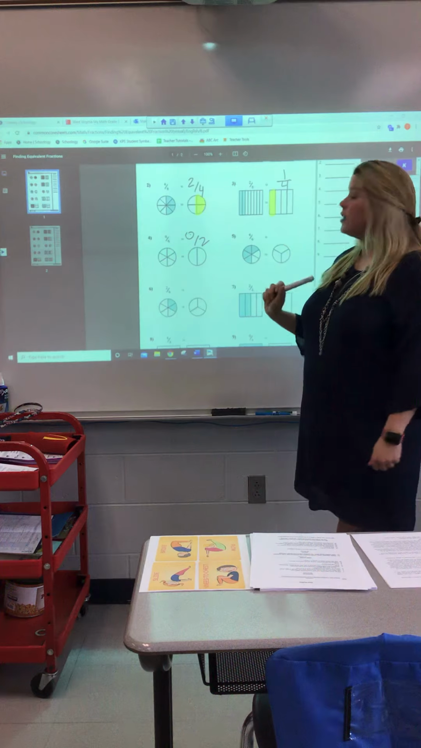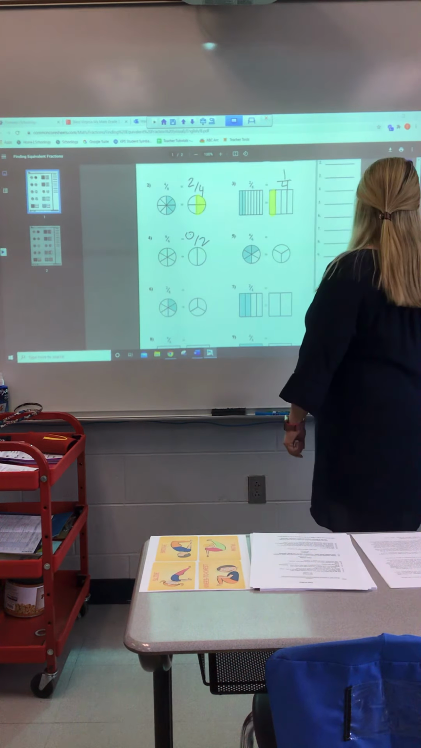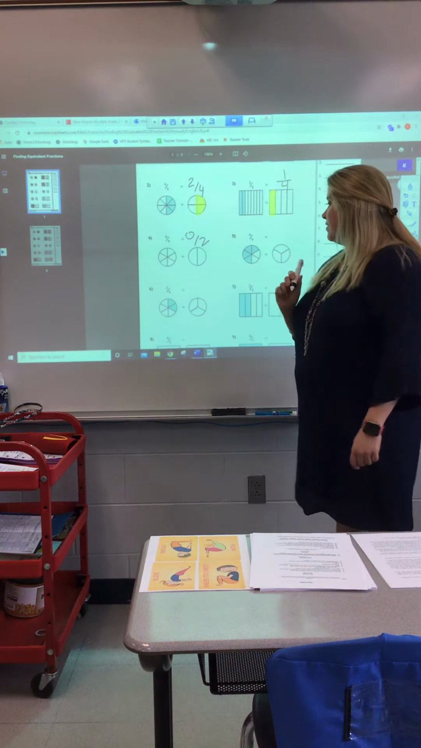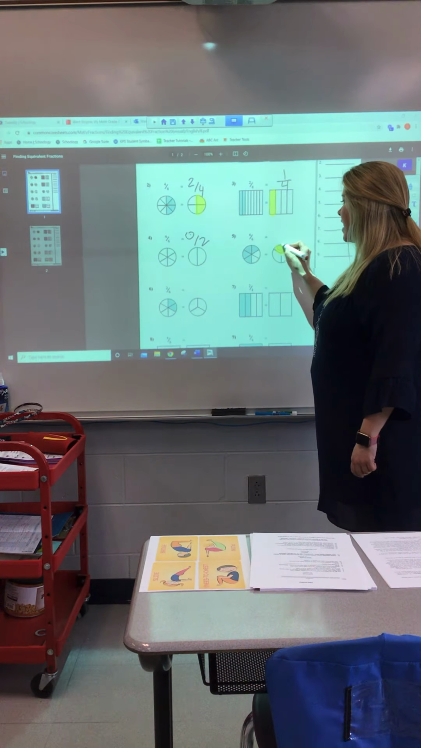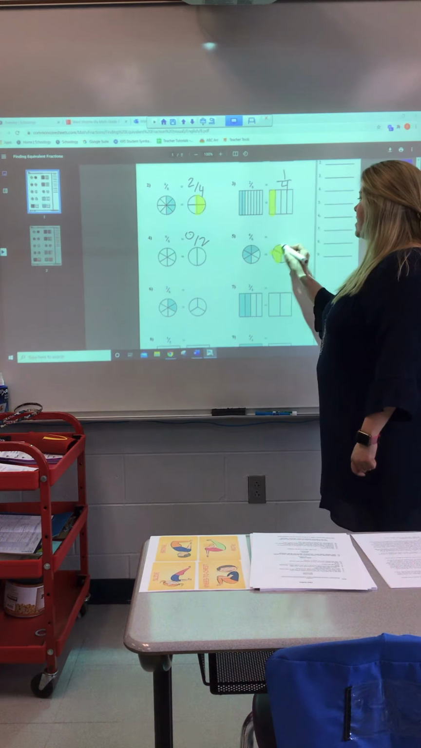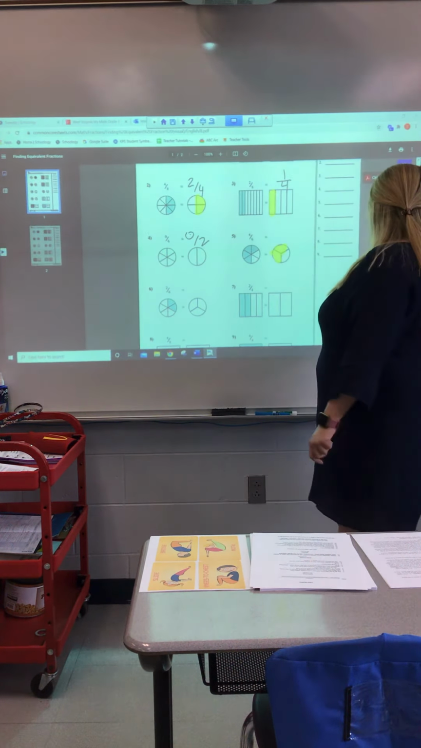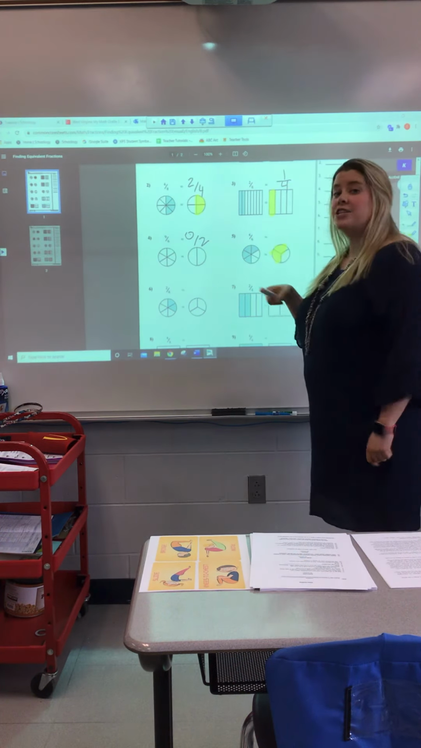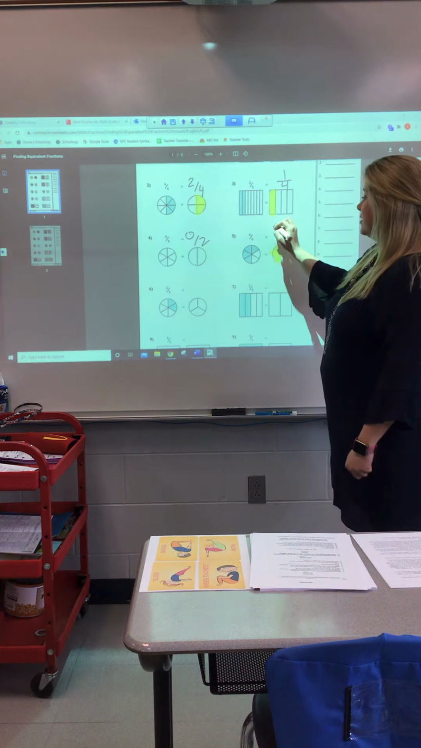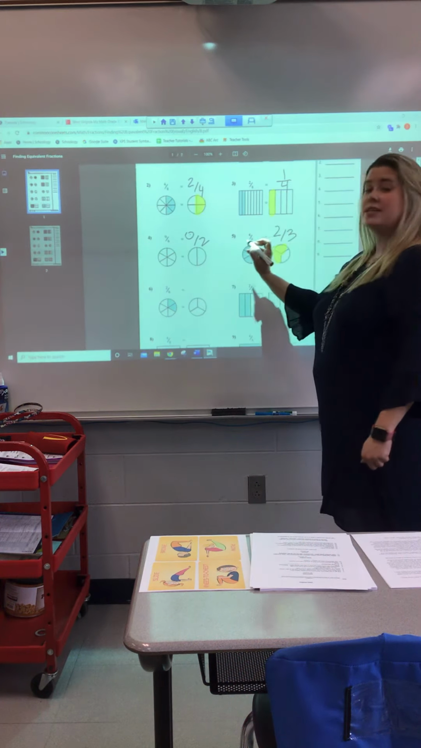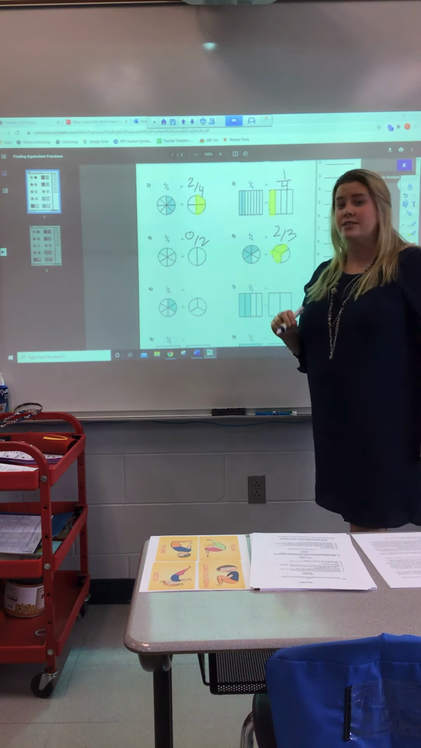Good. What about this one? 4/6 of this circle is colored. How much of this circle should I color? Well, I definitely need to color that whole thing and probably that one. Now they're even. So what fraction of that is colored? 2/3. So 4/6 is equivalent to 2/3.